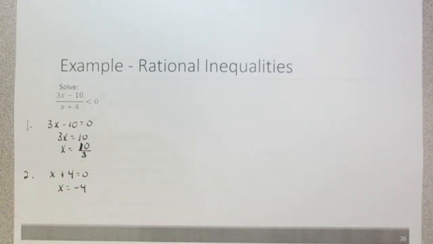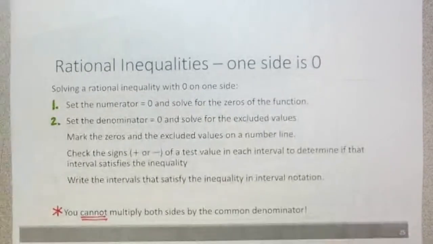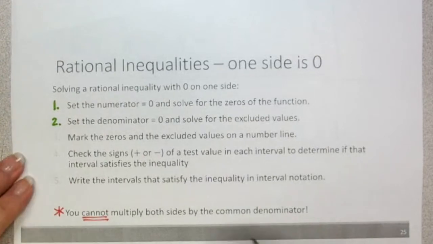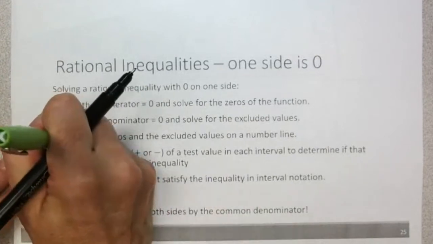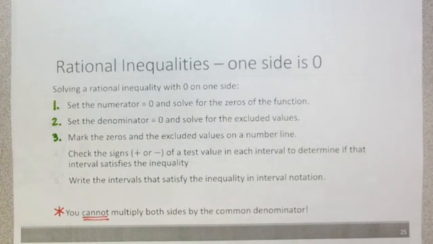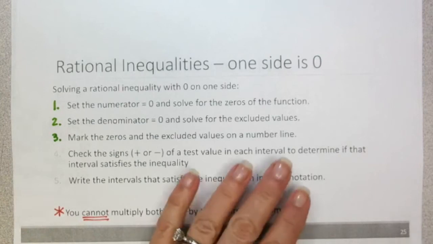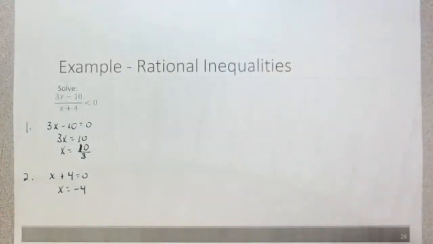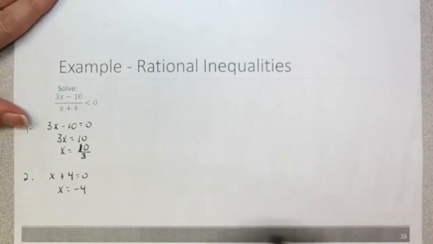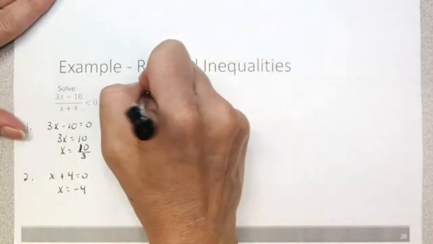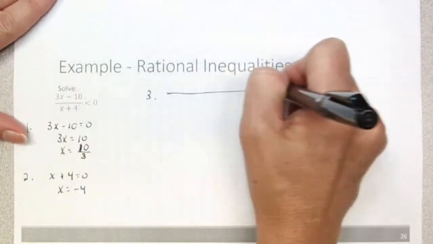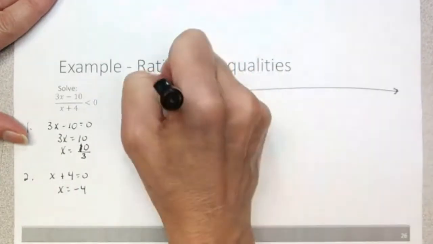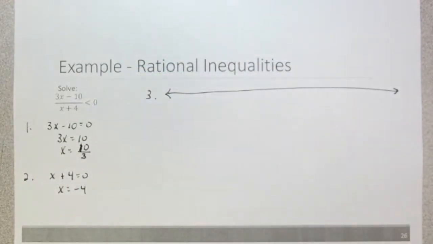Now, step 3 says we want to mark these values, the zero of the function and the excluded values, on the number line to establish our intervals, the intervals that are possible solutions to this inequality. So step 3, we'll make a number line, and let's mark those values on there.